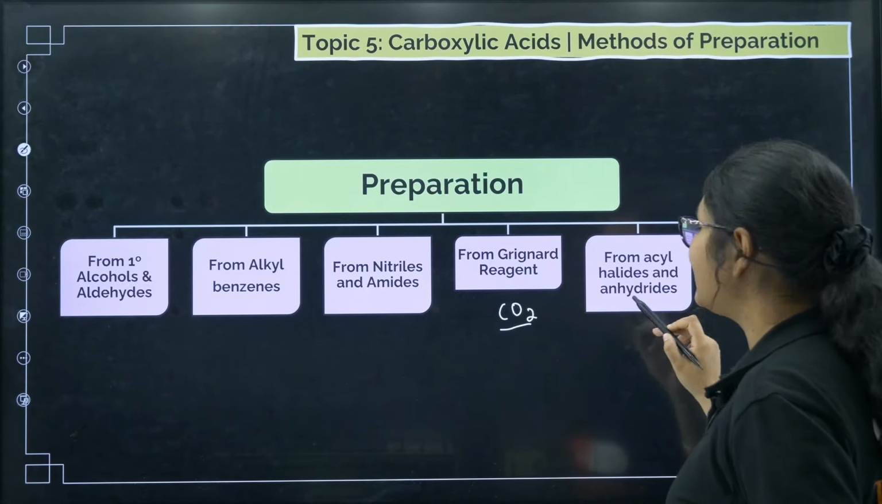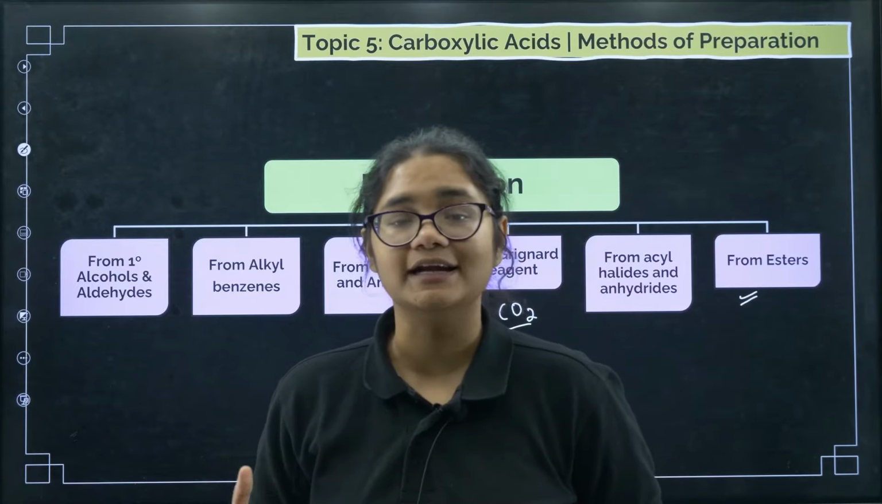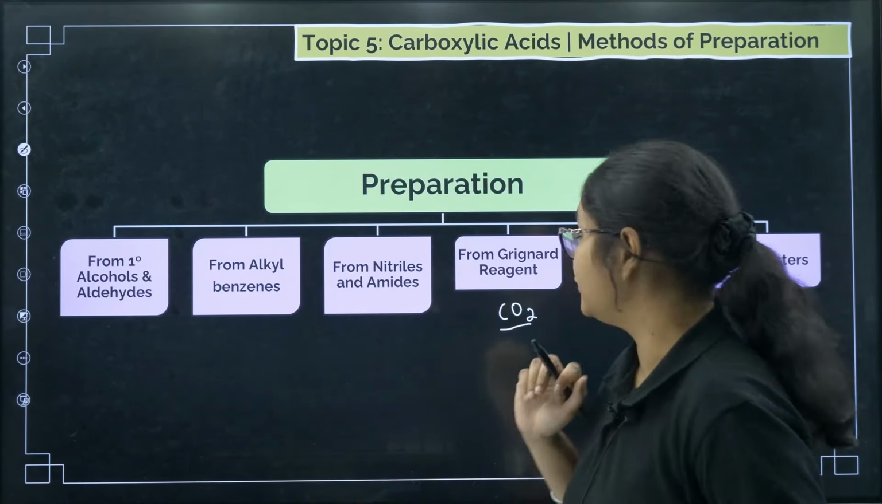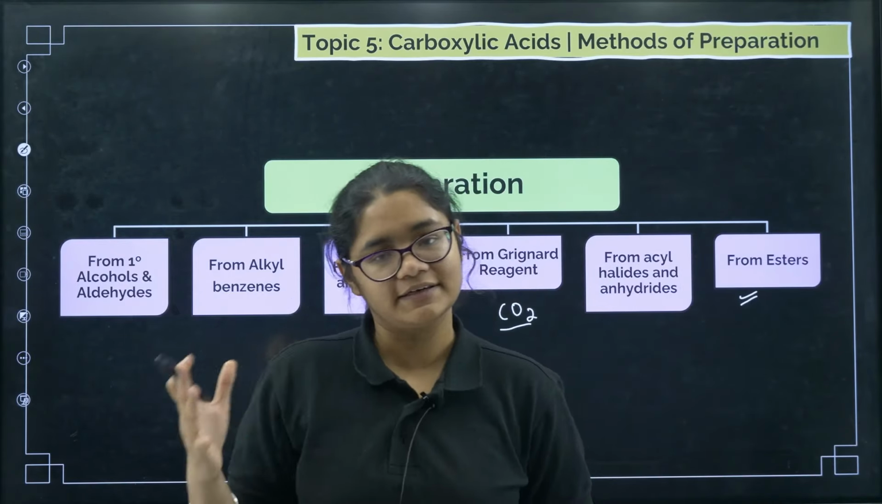Acyl halides and anhydrides. If you have acyl halides and anhydrides, how can we convert them to acids? That I will tell you. Next we have from esters. So esters are made up of what? Carboxylic acid and alcohols.